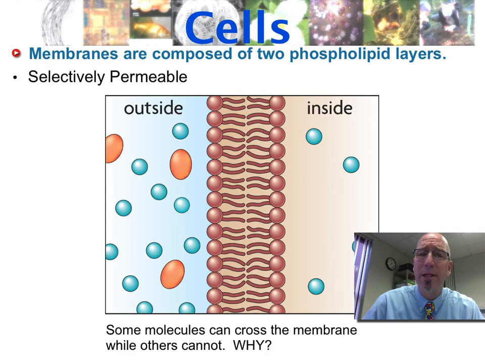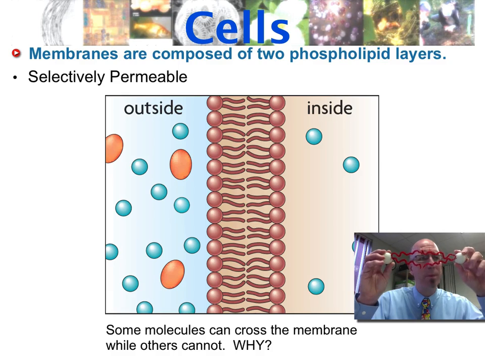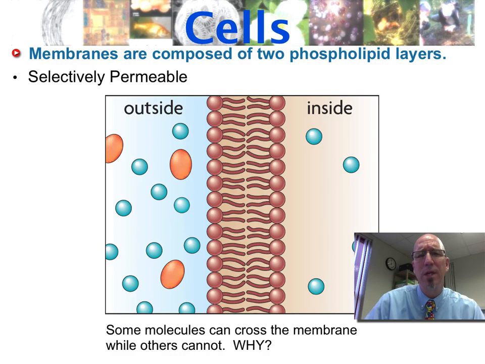They're also selectively permeable. I think the word selective is pretty evident, but permeability might be new to you. Permeability is the ability to move through something. So selectively permeable. Now, what do you think are some limits to what can travel through this phospholipid bilayer? What would be some limitations? Think about that for a second.